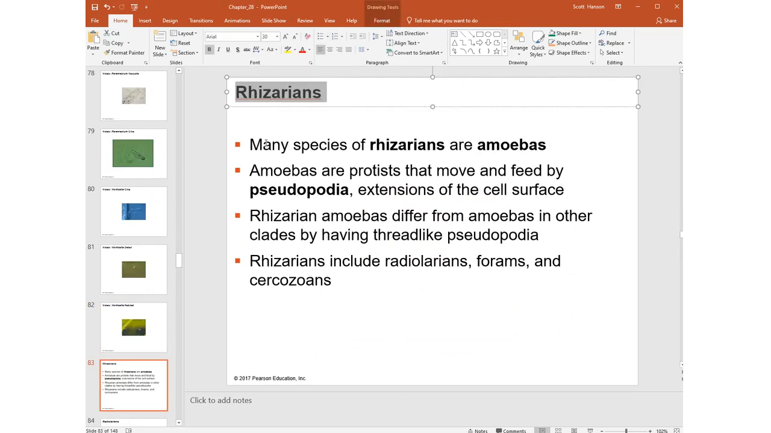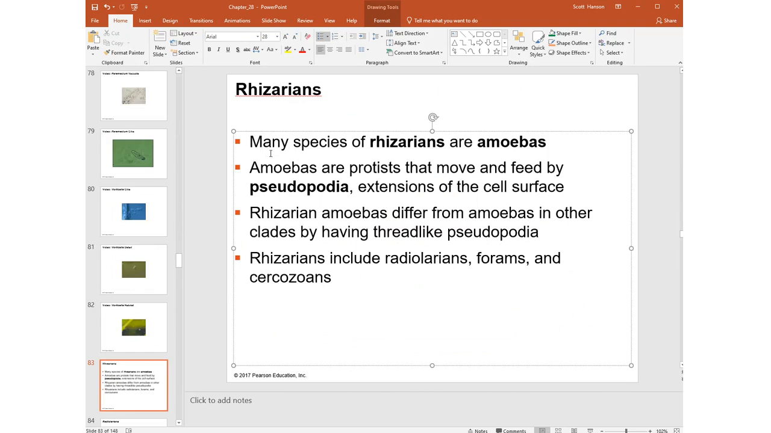What are the rhizarians then? The rhizarians are the R of the SAR group. A lot of species of rhizarians are amoebas. You may have heard of amoebas then. Amoebas are protists that move and feed by things called pseudopodia, which, pseudo is false and podia is foot, so kind of a false foot. But they move and feed using pseudopodia, and we'll see that in just a minute here.